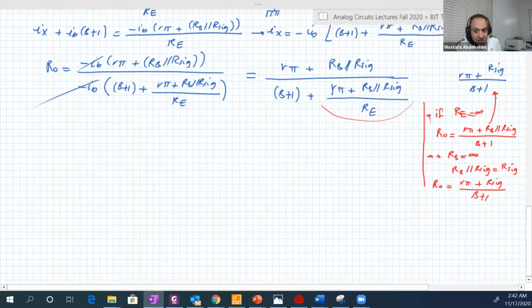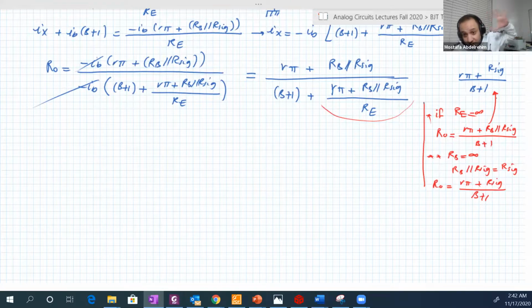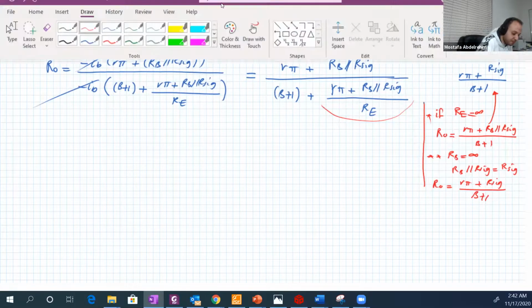The only difference between this circuit and the circuit that we solved in the first example of common collector is that there is RB, it's not infinity, and there is RE, it's not infinity. So if we put infinity for RB capital and RE, we should get the same value that we got before. Good. Now let's have a sense of numbers. So let's substitute and see.